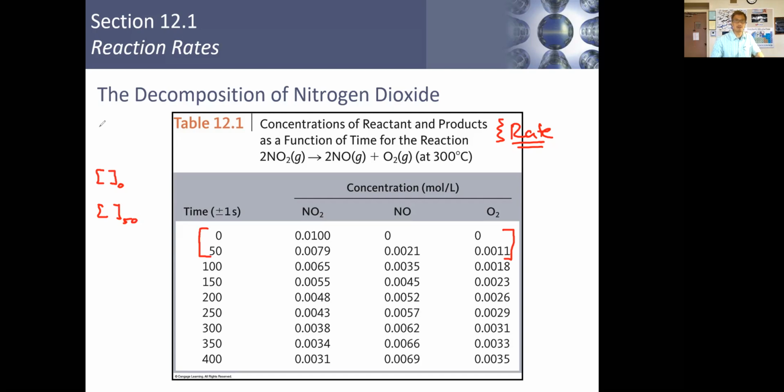Let me open up my whiteboard again, and let's examine those values. We're looking at the time interval between T initial, which is going to be at the very start at 0 seconds, and T final, at the end, which is going to be at 50 seconds.